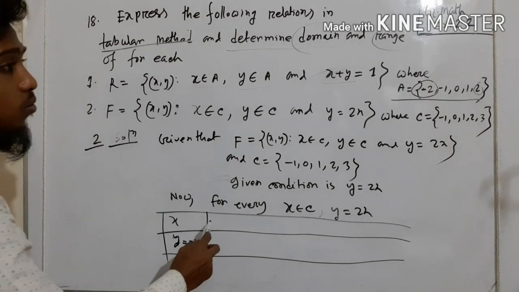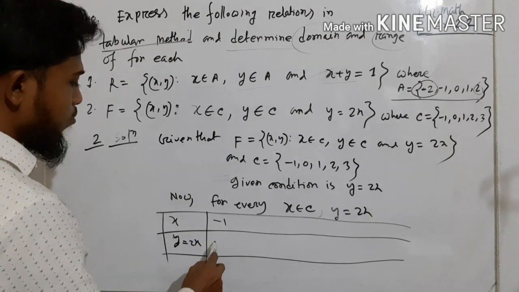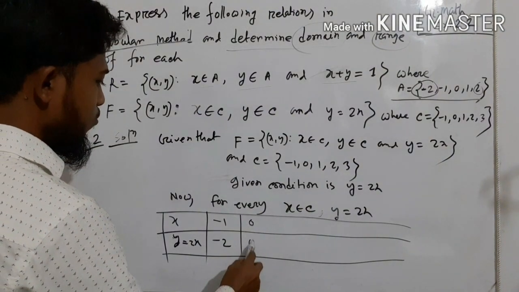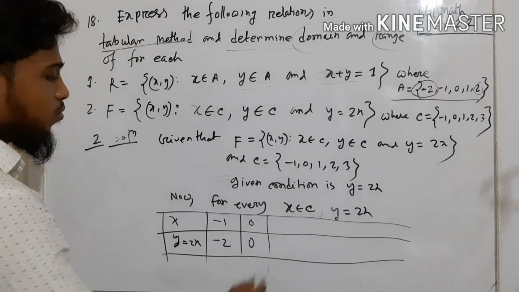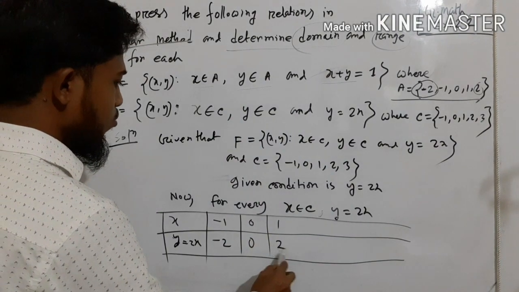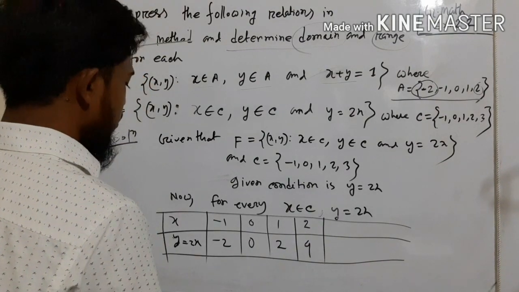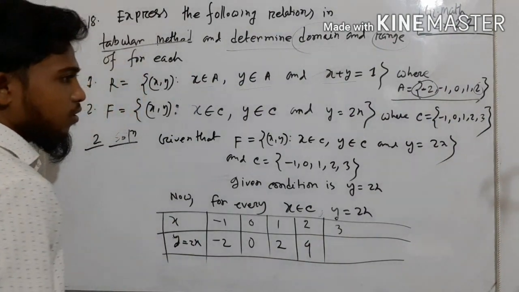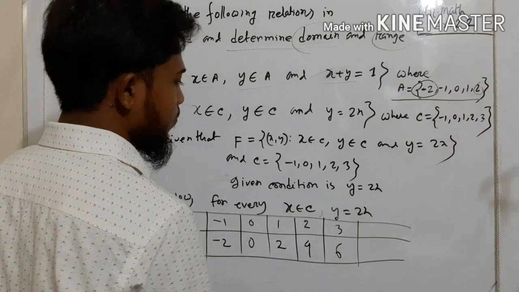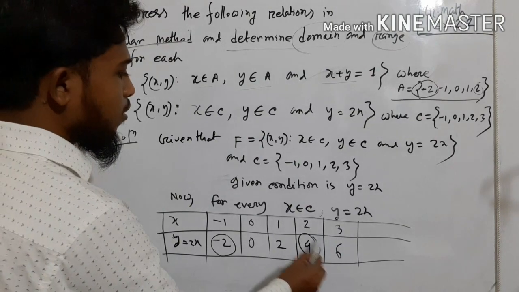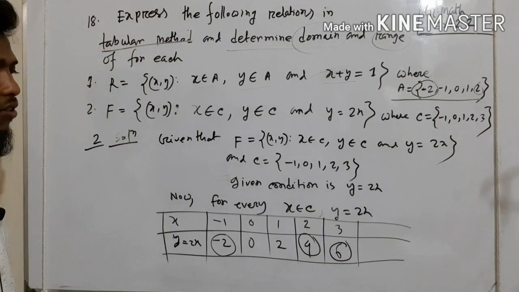When we put x equal to -1, then y equal to -2; x equal to 0, then y equal to 0; x equal to 1, y equal to 2; x equal to 2, y equal to 4; and x equal to 3, then y equal to 6. Here we see that -2, 4 and 6 is not element of C.